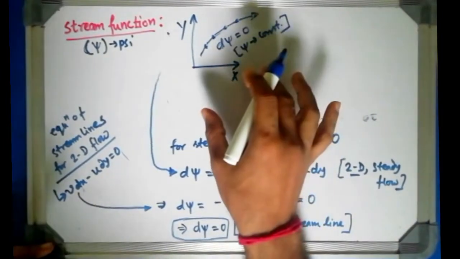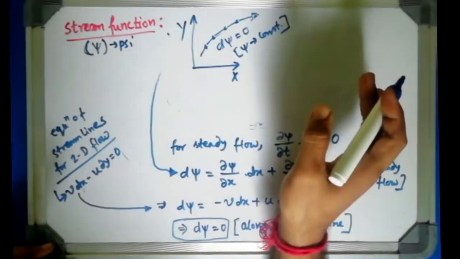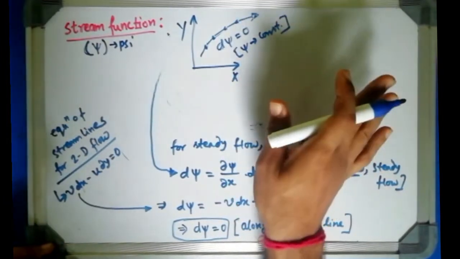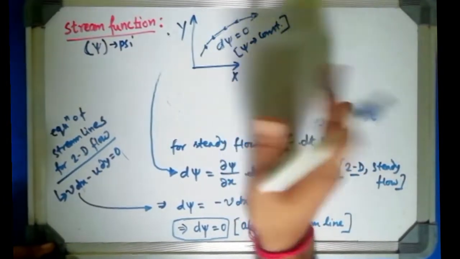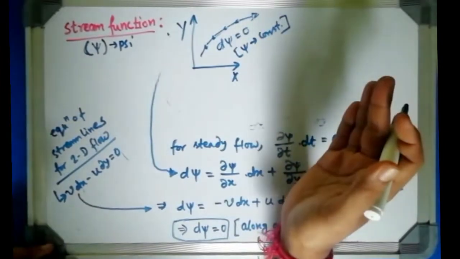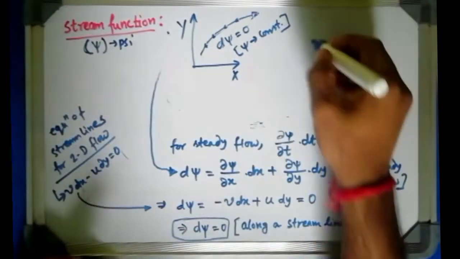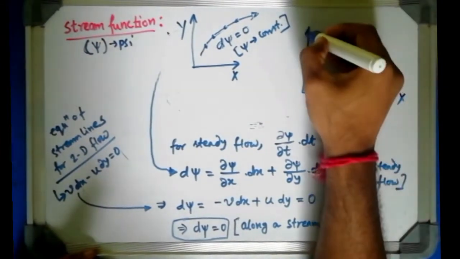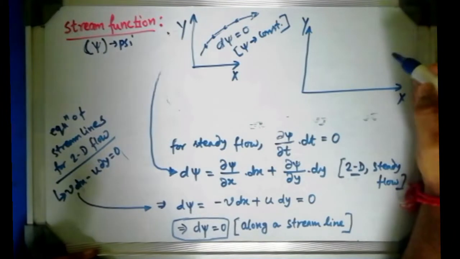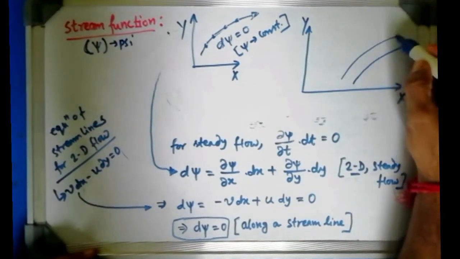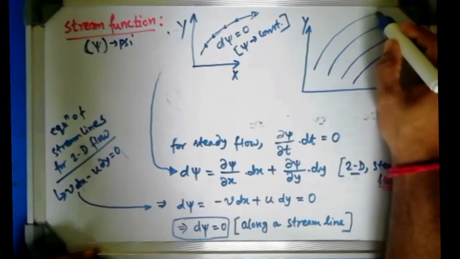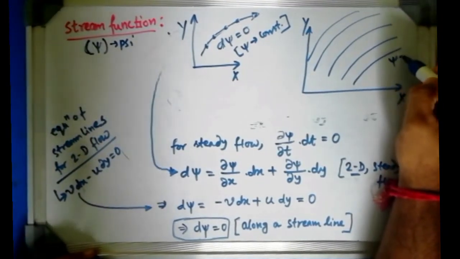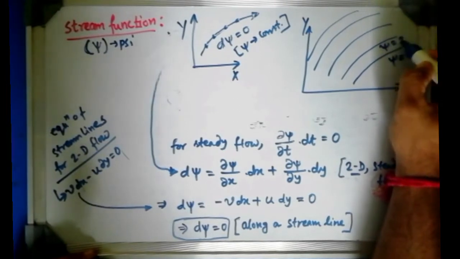So along a streamline for a 2D flow, if psi is constant, then obviously we can say for a 2D flow in a Cartesian coordinate system, we can draw multiple number of streamlines with different psi values, isn't it? Like this pattern. Suppose this is a Cartesian coordinate system, this is x and this is y. So psi is constant along a streamline, so we can draw like this pattern multiple number of streamlines. Suppose this streamline is psi for 1, this is psi for 2, this is psi for 3.